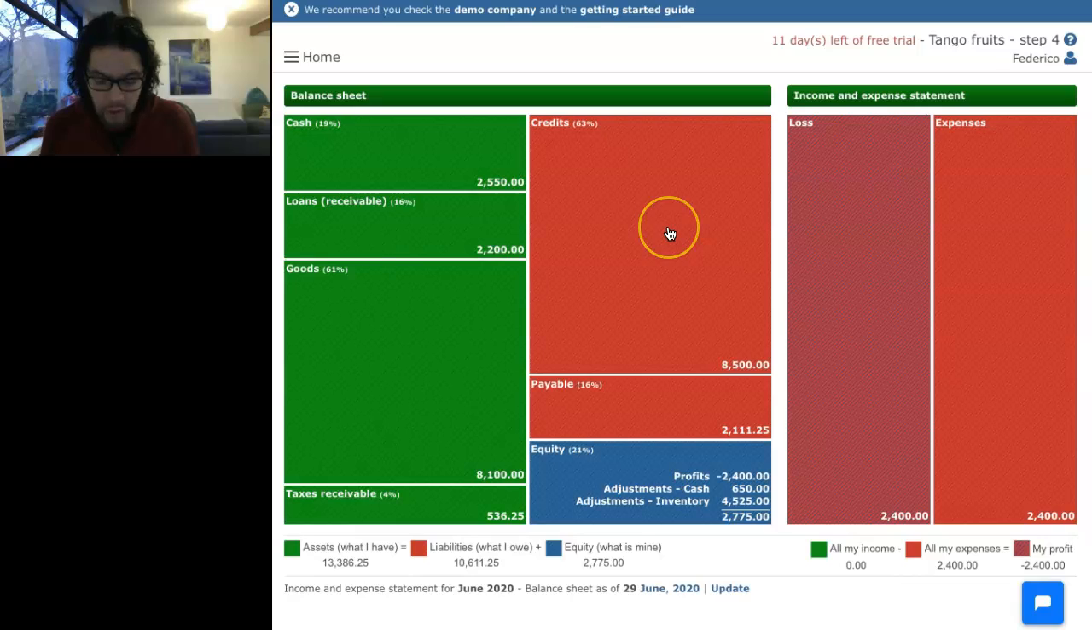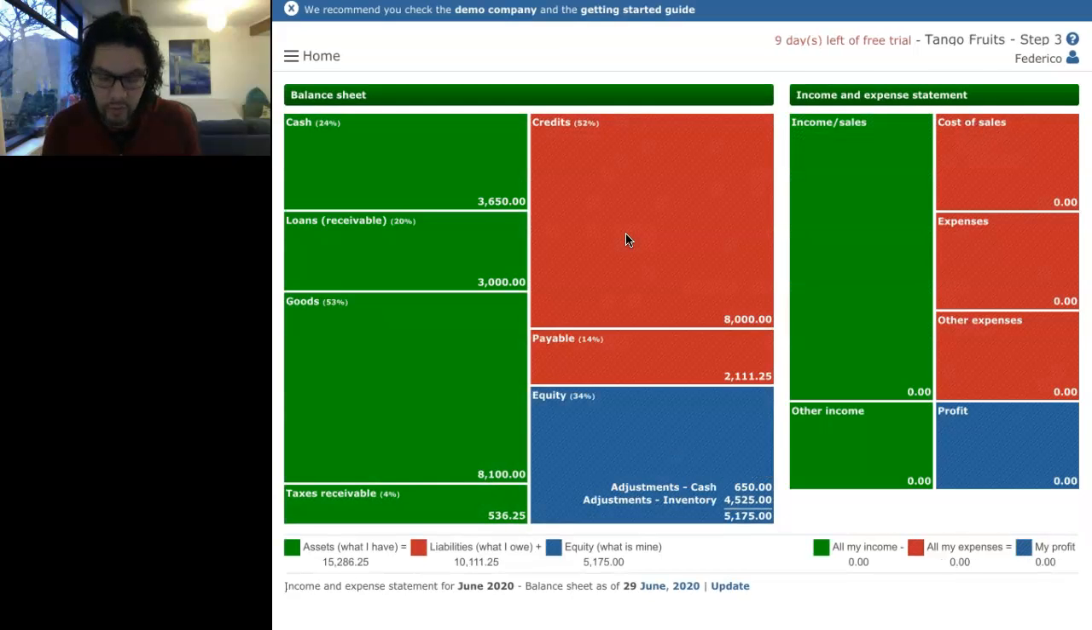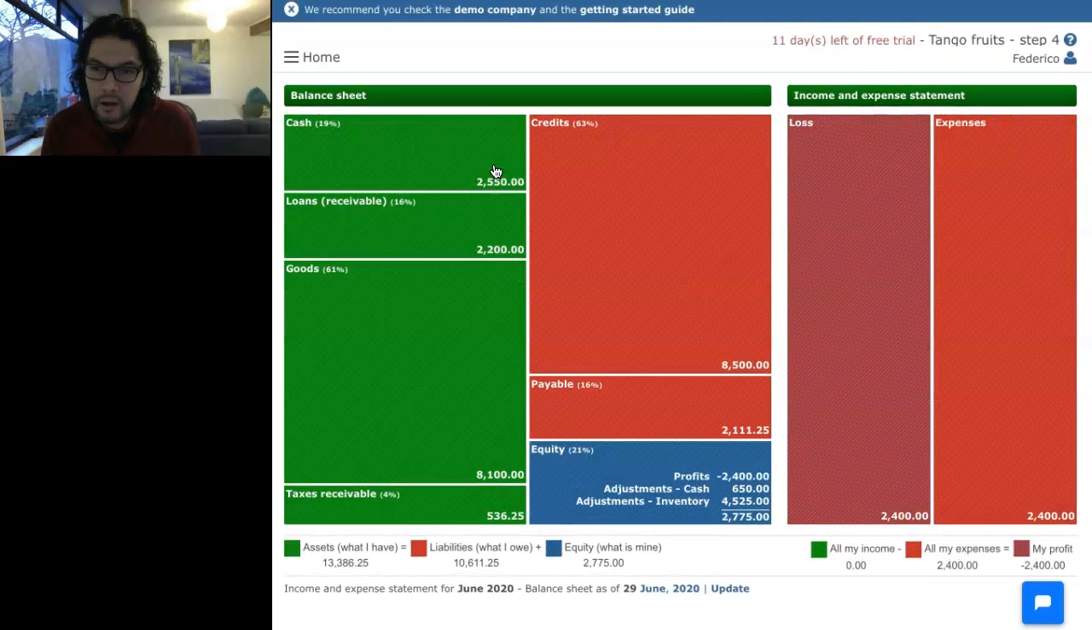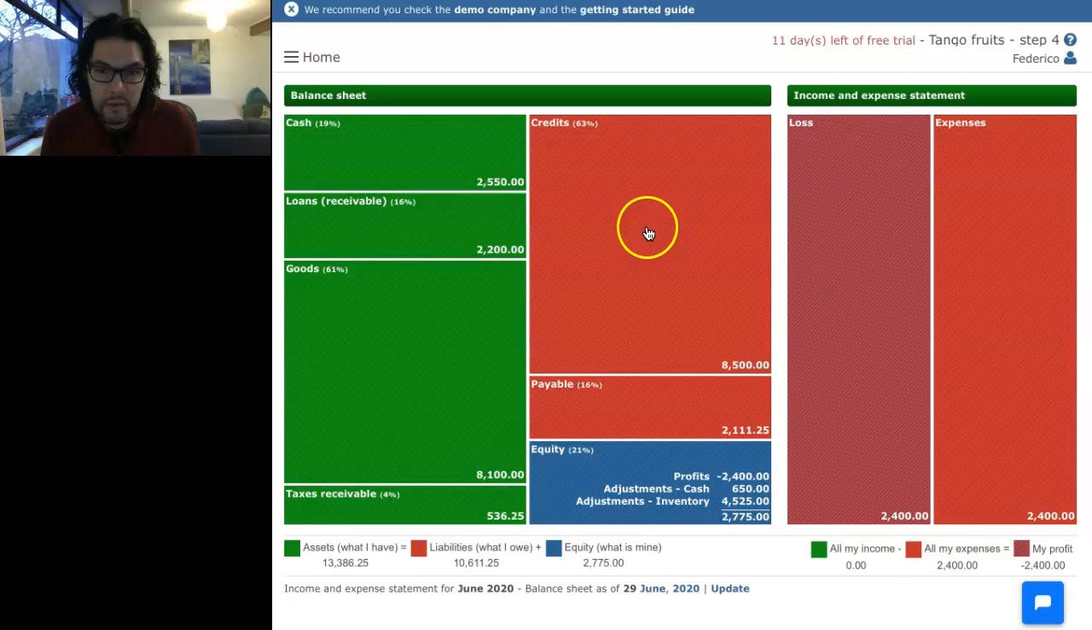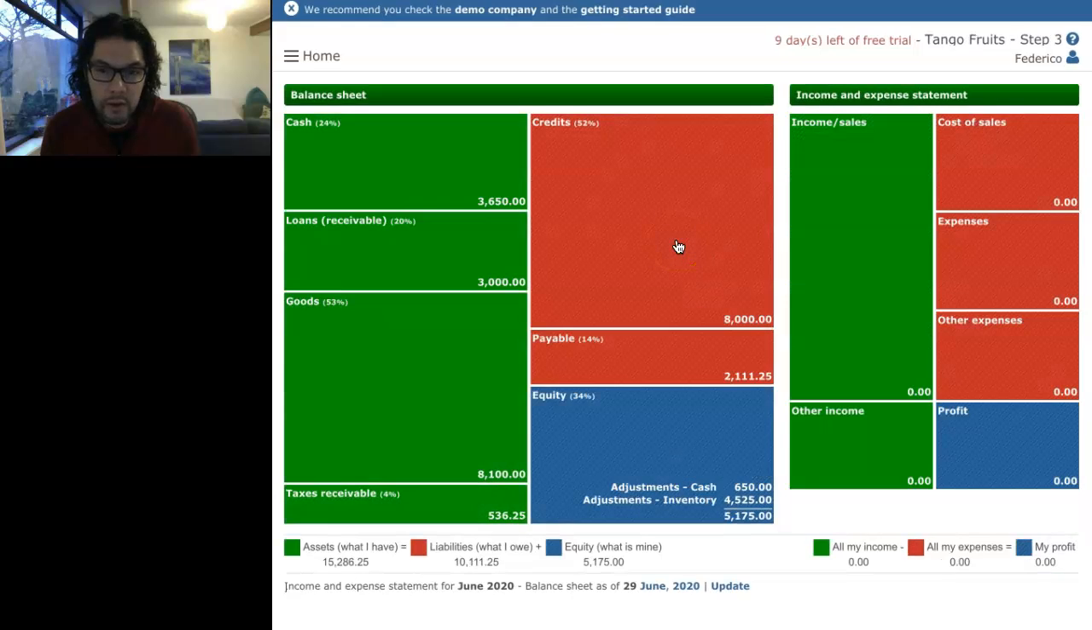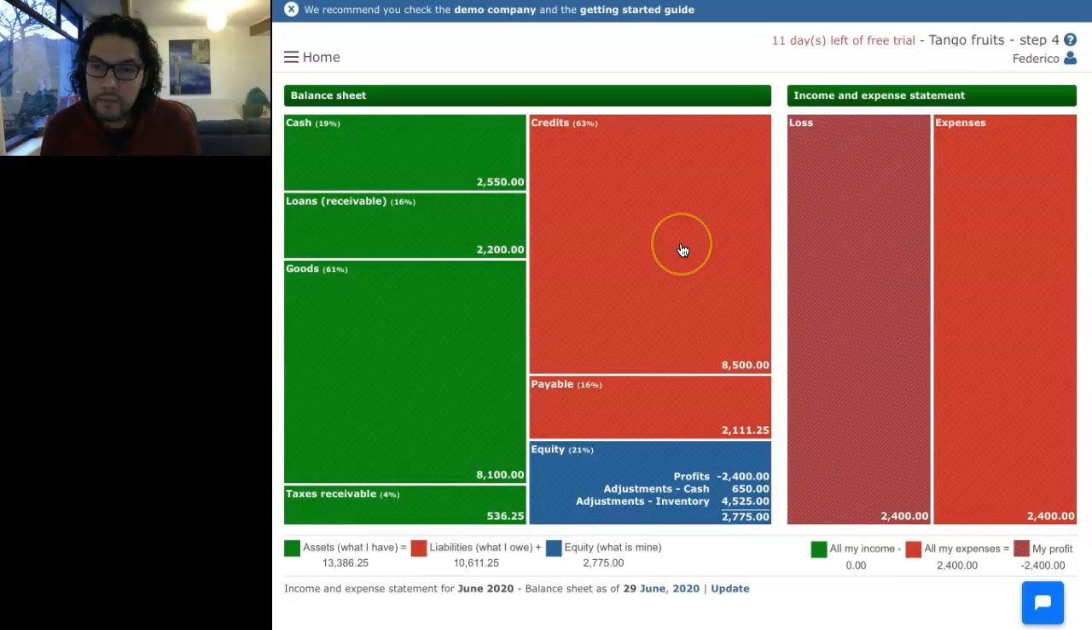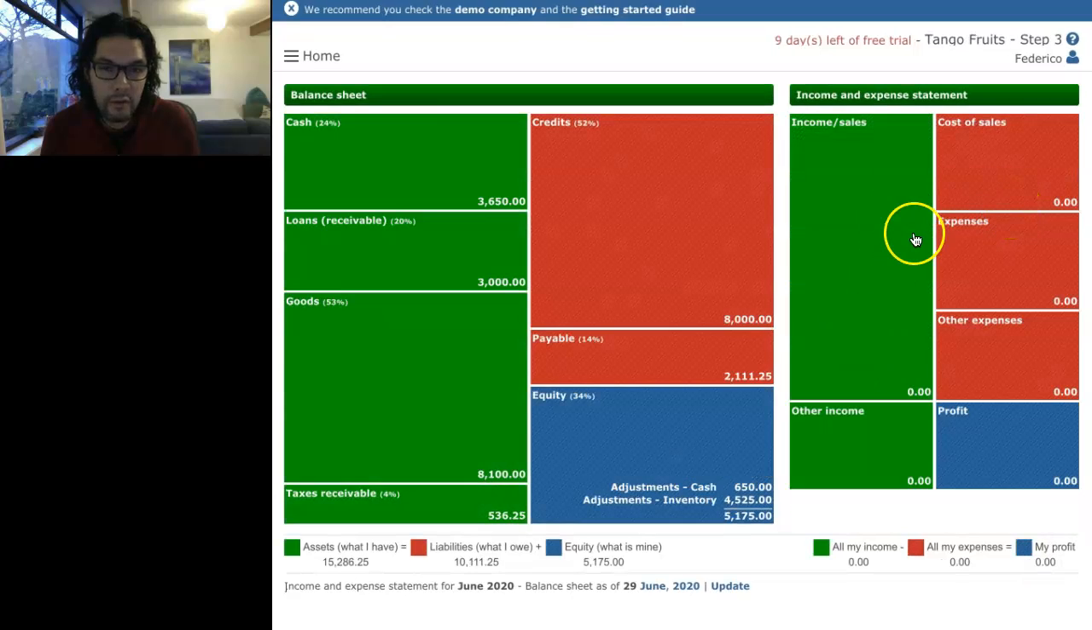Okay, let's make a quick comparison of how things were before we did this step. This is how it was before, this is how it is now. As we can see, obviously the cash decreased. The amount owed by employees went down. Our credits increased because we use our credit card. And very importantly, we now have expenses here in the income and expenses statement. We had nothing here before.